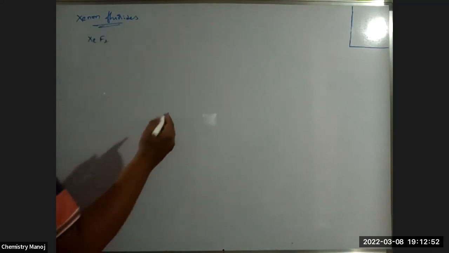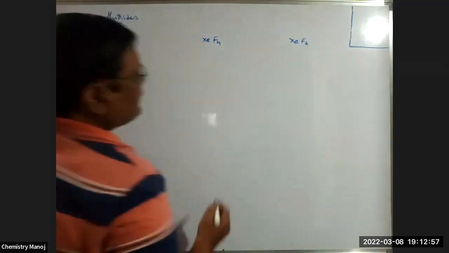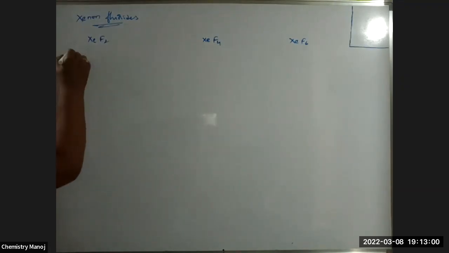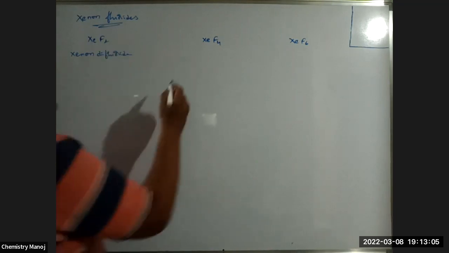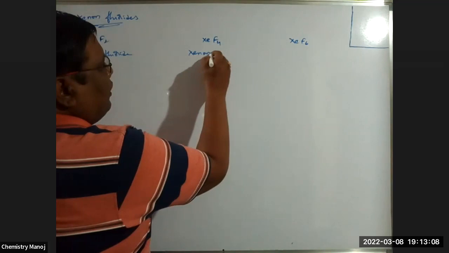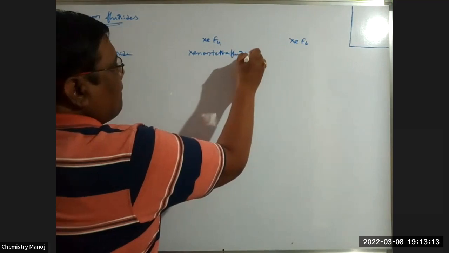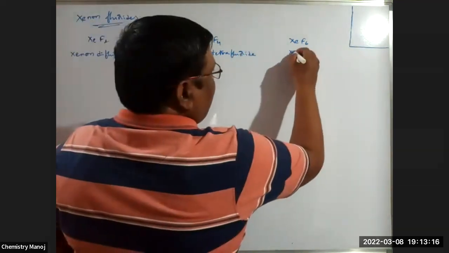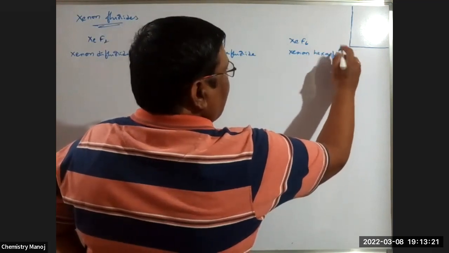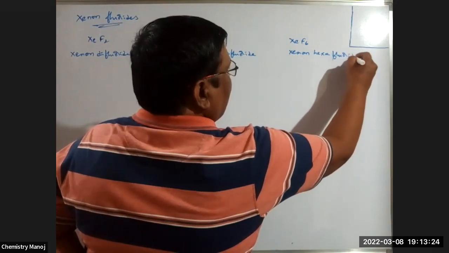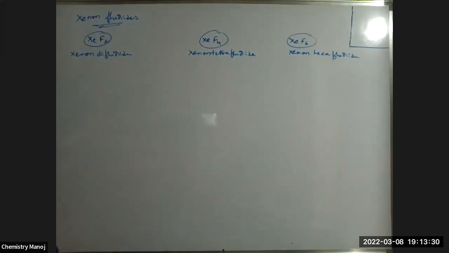XeF2, XeF4, XeF6. So it is nothing but xenon difluoride, xenon tetrafluoride, and this is xenon hexafluoride. XeF2, XeF4, XeF6. Now, how are these prepared?